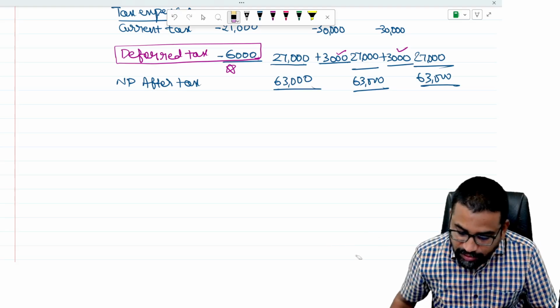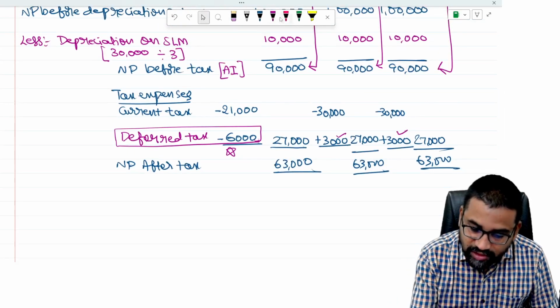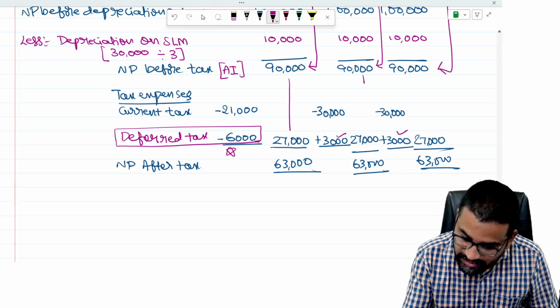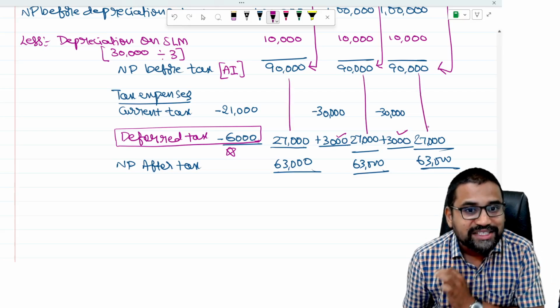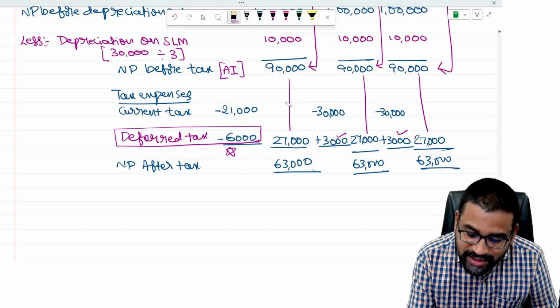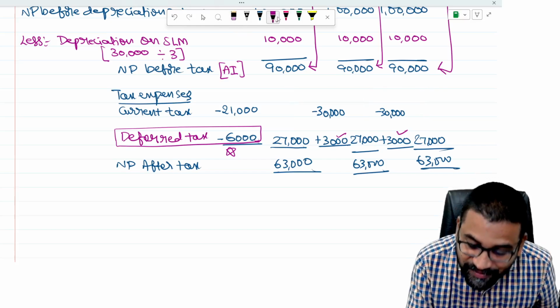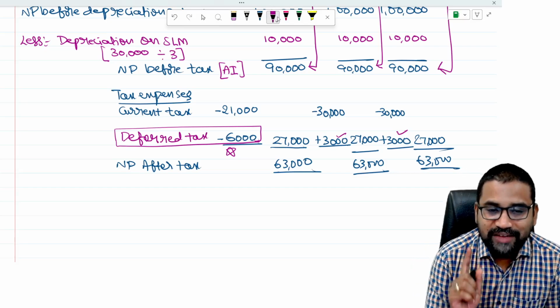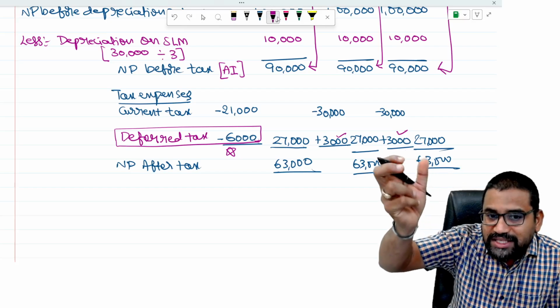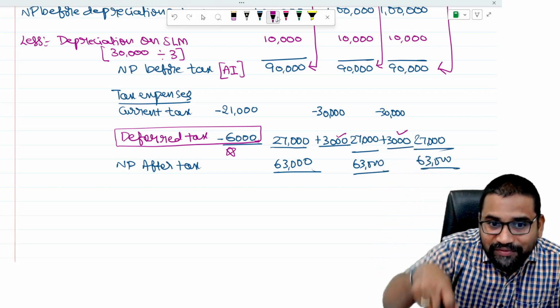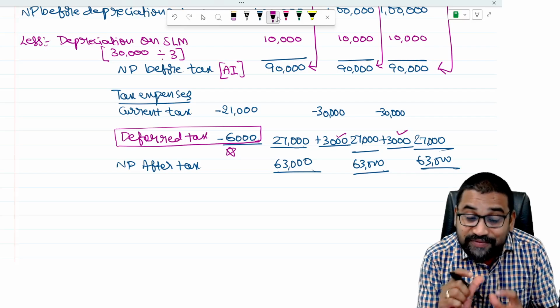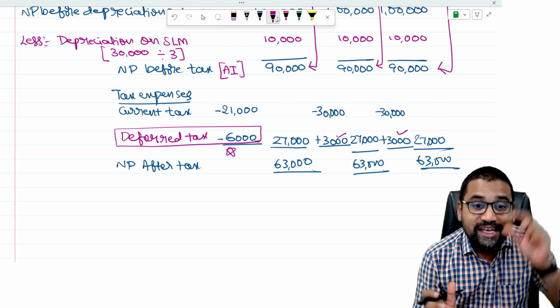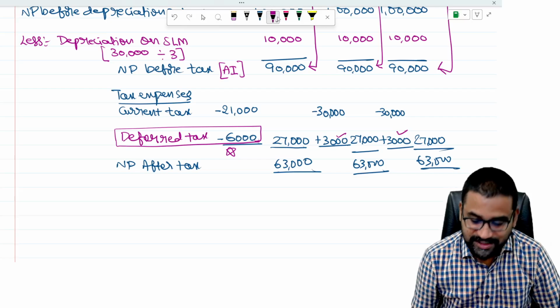Now, every year you observe, sir, there is a matching concept. This one, this one, this one. We have matched it. How is matching possible? Because of deferred tax. We identify why it is not matching. Because of depreciation. We know this is only a timing difference. So on the effect of the timing difference, we book a deferred tax. Now by using this deferred tax, we match the accounting income with its tax expenses.